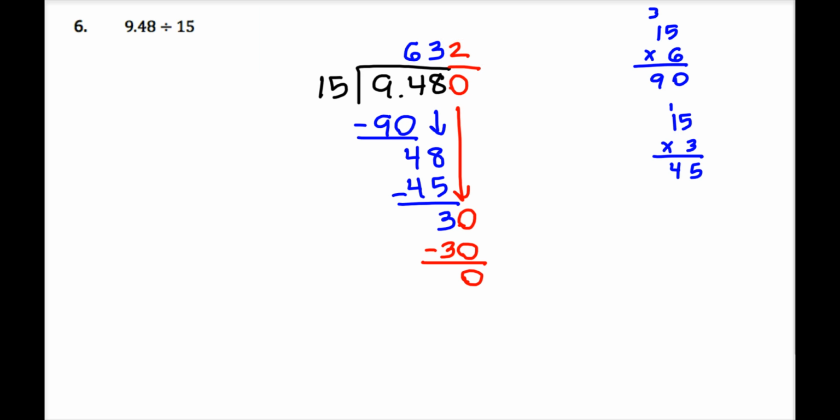And be very careful with where you place the decimal point. The decimal point is going to go directly, again, above the decimal point in the dividend. And it actually goes here just to the left of our 6. So our answer is going to be a number less than 1, 0.632. You could also say that the answer is 0.632.